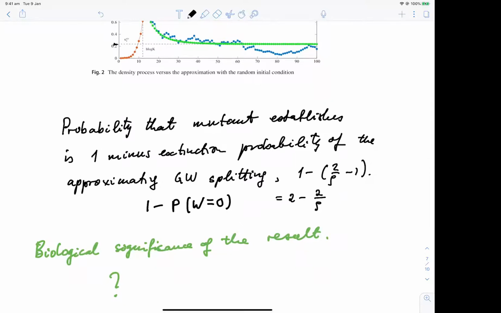Now, one more corollary we can have from this analysis is the probability that the mutant establishes itself. And we know from the properties of h that h of 0 is 0, and that extinction of the mutant and the probability of the limiting variable being 0 are the same, so the probability W equals 0 is exactly the extinction probability in branching processes. So the probability of establishment is 1 minus the extinction, which is 1 minus the probability W equals 0, and we can, of course, calculate it for this binary split.